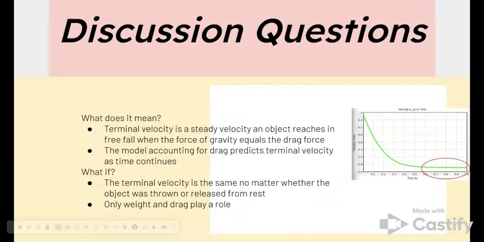So now the conclusion. So what does all of this mean? When the graph flattens out, when velocity is nonlinear with respect to time, that is terminal velocity. And that's a steady velocity an object reaches in free fall when the force of gravity equals the drag force. The model accounting for drag predicts terminal velocity as time continues. So what if the terminal velocity is the same no matter whether the object was thrown or released from rest? Only weight and drag play a role.